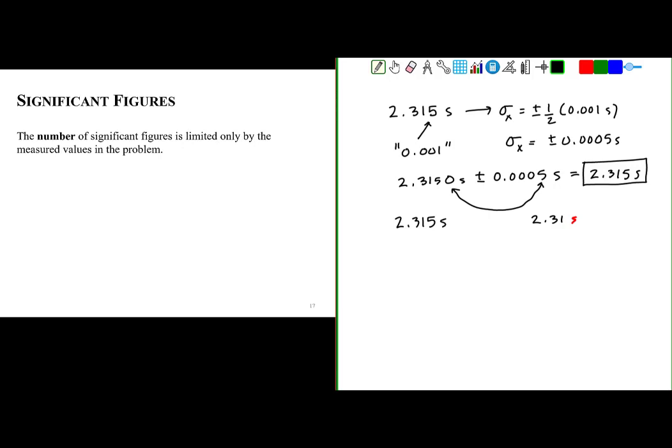The number of significant figures in a problem is limited only by the measured values in a problem. So if we're using problems that have a mix of 2 and 3 and maybe 4 significant figures, then our final answer is going to be limited based off of those numbers, because those numbers have and communicate the amount of certainty we have in those values.